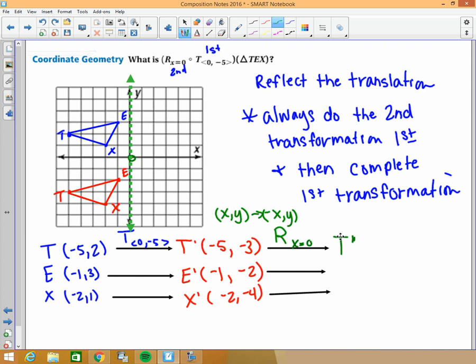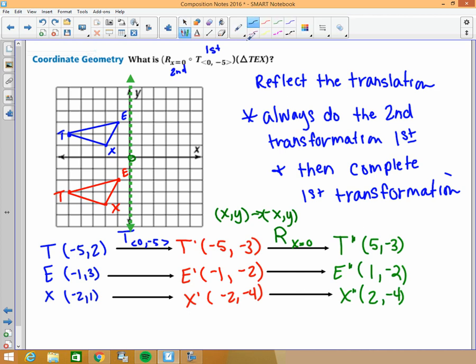So now T is going to become, if you notice, my y is not going to change, and my x is going to be negative. Since it's already negative, it becomes positive. So that's going to be 5 comma negative 3. And then E double prime is going to be 1 comma negative 2. And X double prime is going to be 2, negative 4. Okay, and these are double prime because it's a transformation of the translation, one that's already occurred. Okay, so things have been moved twice.